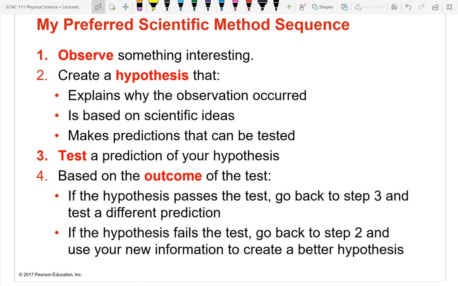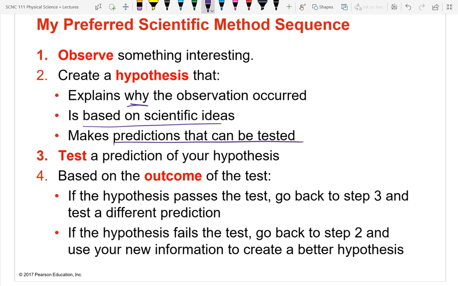So you observe something interesting, have that curious mind, then you create a hypothesis that has to do three things. Explain why the observation occurred, be based on scientific ideas, and make testable predictions. Has to do those three things. So on the exam, for number 2, you start with create hypothesis, then bullet point 1, bullet point 2, and bullet point 3.